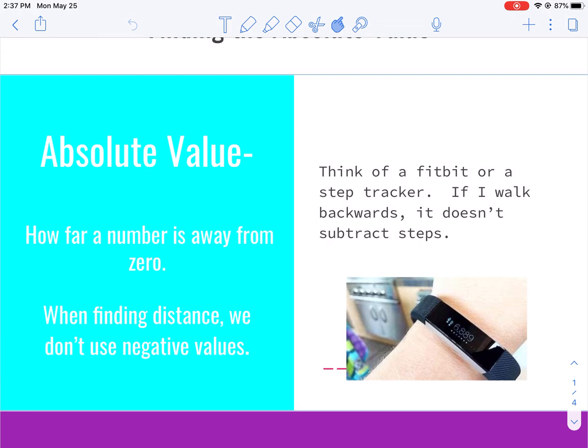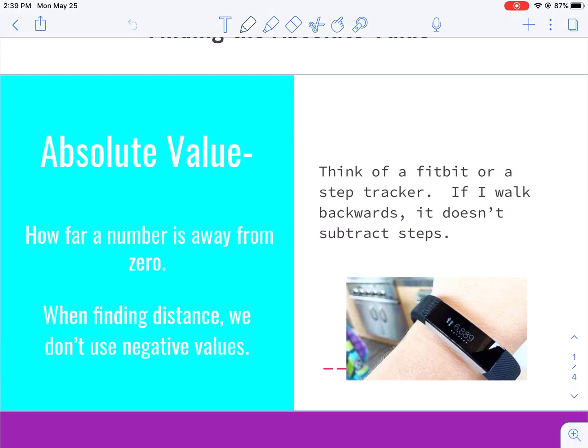And when we find distances, so when we're talking about how far something is away from zero, we would never say something has a negative distance. So when we're answering a question with absolute value, we're always going to want to make sure that we give a positive answer, okay? And I'll give you a ton of examples where you'll see that happen.